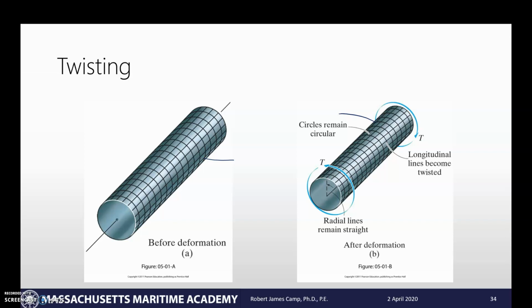What's going on is that's our geometric change associated with twisting: we're going to have this angle change. Now as we look at this and follow this line down the shaft, we can see that it's starting to twist. So the angle changes as we move along. If we say this is the x direction, there's a function of the angle as we move along x.